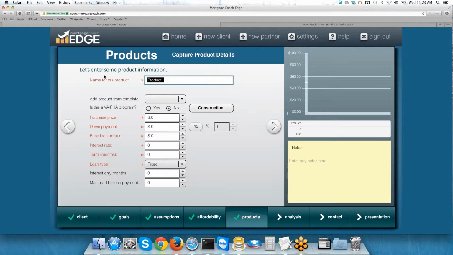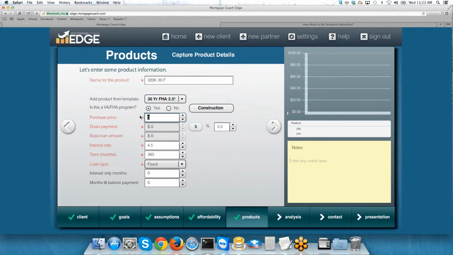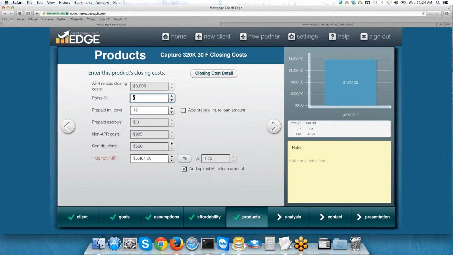So let's say the first option will be a 320K, 30 fixed. And what I'm going to do is I'll make this an FHA. So let's pull down a product template. And then I will put my 320K. Now you can see because I pulled down the template, it already caught all the information here. All I had to do was pop in my purchase price. It already caught all my goodies here.